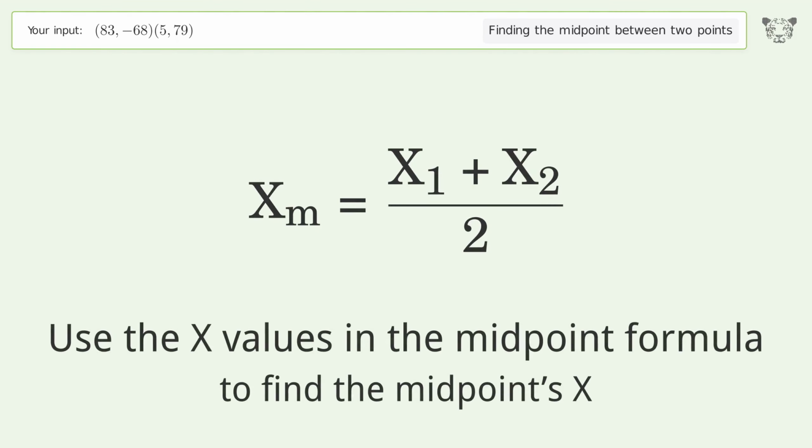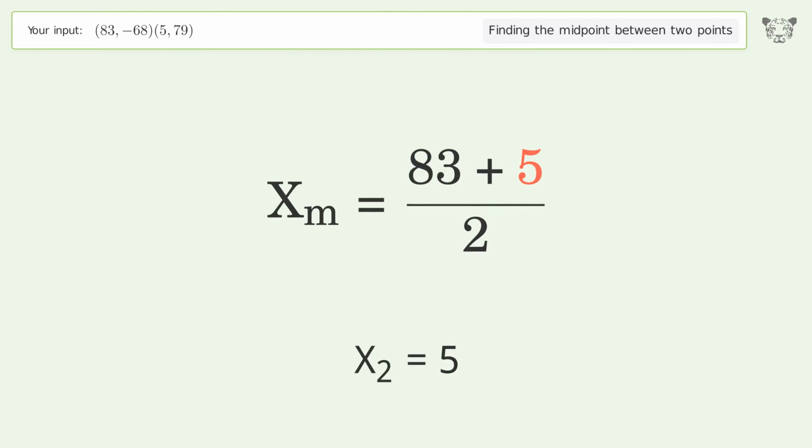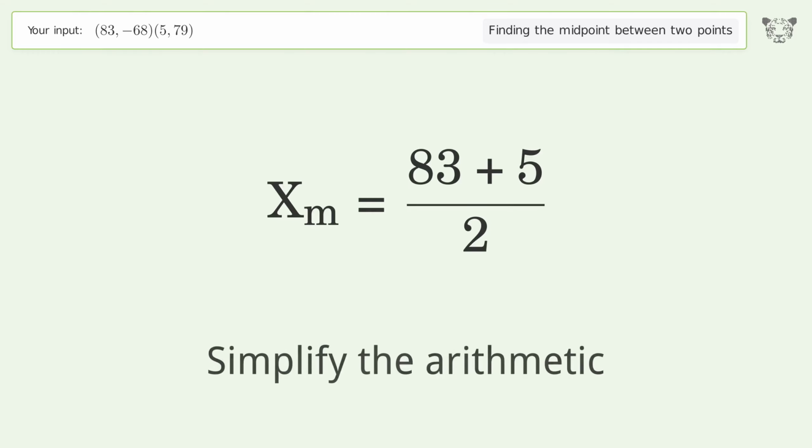Use the x values in the midpoint formula to find the midpoint's x. x1 equals 83. x2 equals 5. Simplify the arithmetic.